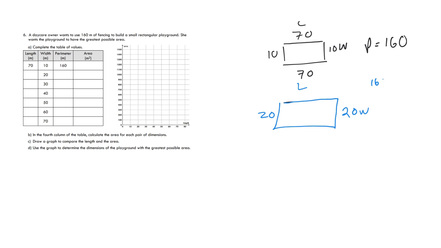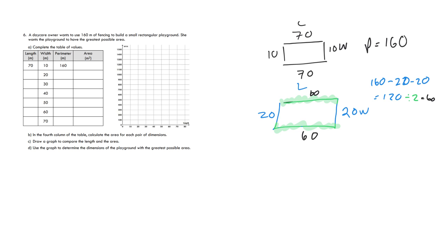The perimeter was supposed to be 160, right? Then we used up two 20s, okay? Which gives us 40, leaving 120. Now we take that 120 and share it between this side and this side. So we're going to take 120 and divide it by 2 to split it between those two sides. In this case, you end up with 60 meters for both sides.